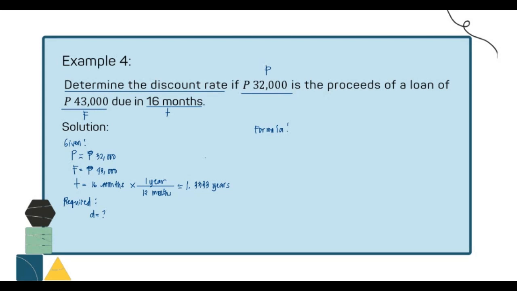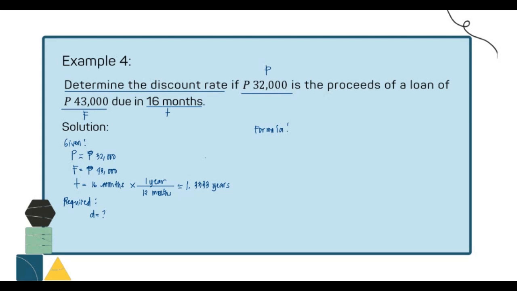Again, in example 4, the problem is to determine the discount rate if 32,000 is the proceeds of a loan, 43,000 due in 16 months. Then again, we try to identify the given in the problem. The given here is 32,000, which is actually the proceeds. Then F is going to be the amount of the loan, which is 43,000. And then T is the term of the loan, which is 16 months.